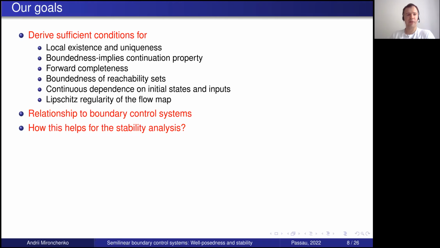So our aim is to derive sufficient conditions for local existence and uniqueness for these semilinear evolution equations. We would like to develop conditions for well-posedness of these equations as control systems and to study properties of the flow maps. Also, we would like to see how that class relates to boundary control systems, and finally, how this helps for stability analysis, which was our motivation.